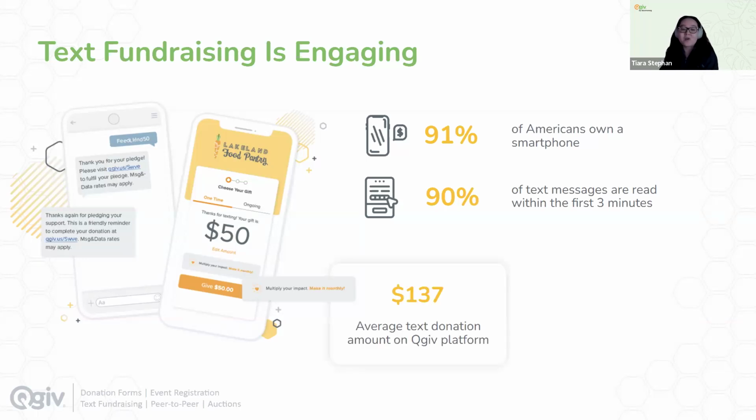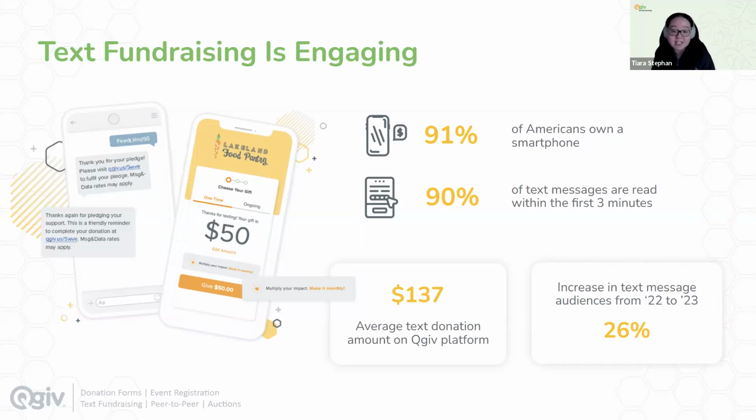Now, on average, we see $137 is given through the average text donation on the Qgiv platform. And from 2022 to 2023, text fundraising audiences have grown 26%. We've consistently seen growth in text fundraising as a marketing channel for nonprofit organizations. These high engagement rates and average donation amounts make text fundraising a hidden gem of a marketing channel, and it's also popular with your donors.